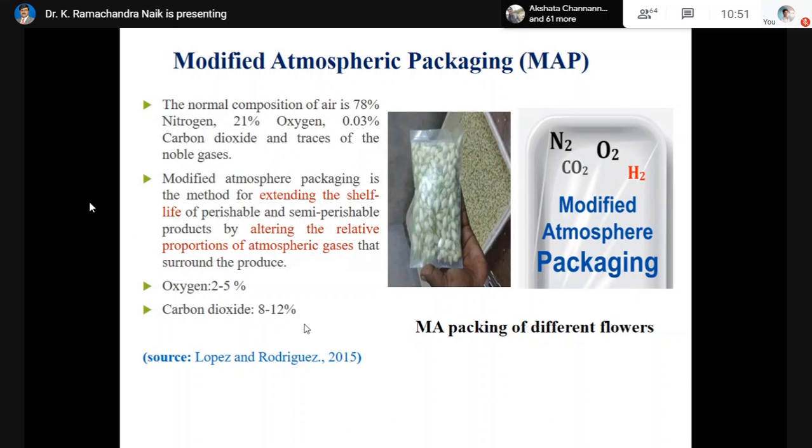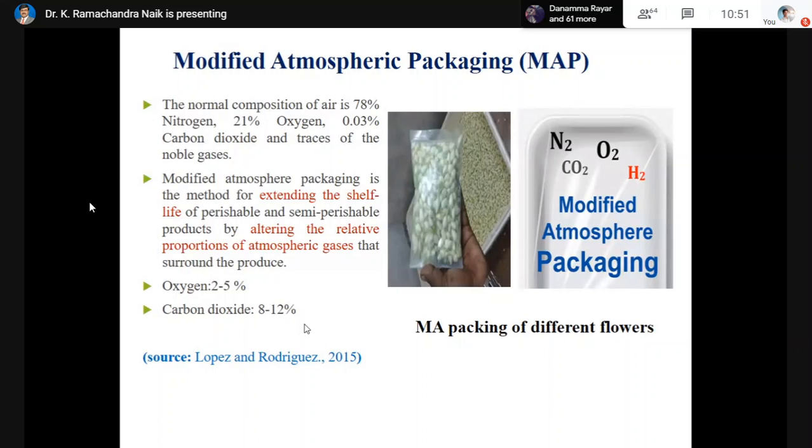So this is the logic. We are making the flower complete its 100 breathings, instead of in 4 or 5 hours in sunlight, or 10 to 12 hours in cool climate conditions, over a period of 10 days or 15 days. So we are extending the shelf life or longevity of the flower by restricting the breathing or respiration rate. This is the logic in our modified atmospheric packaging.